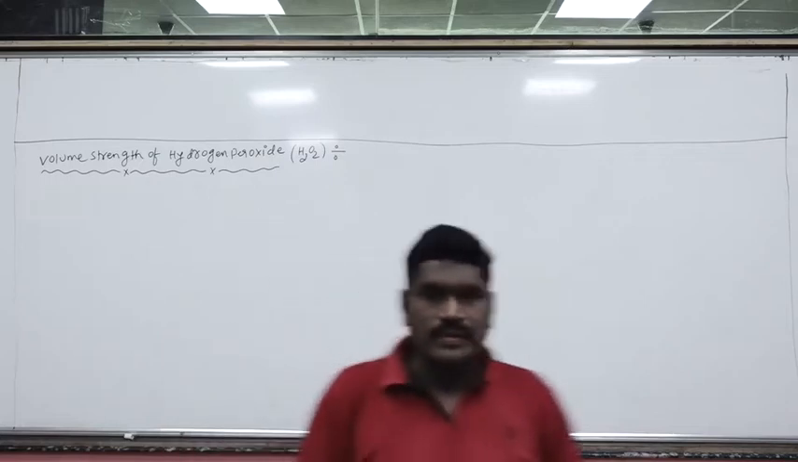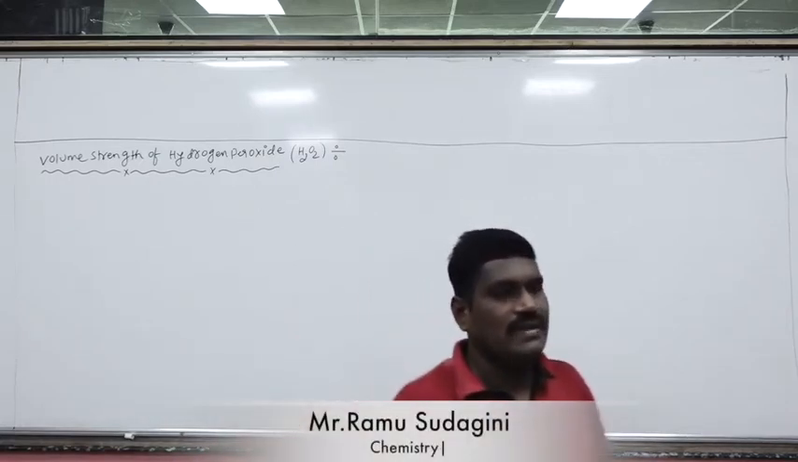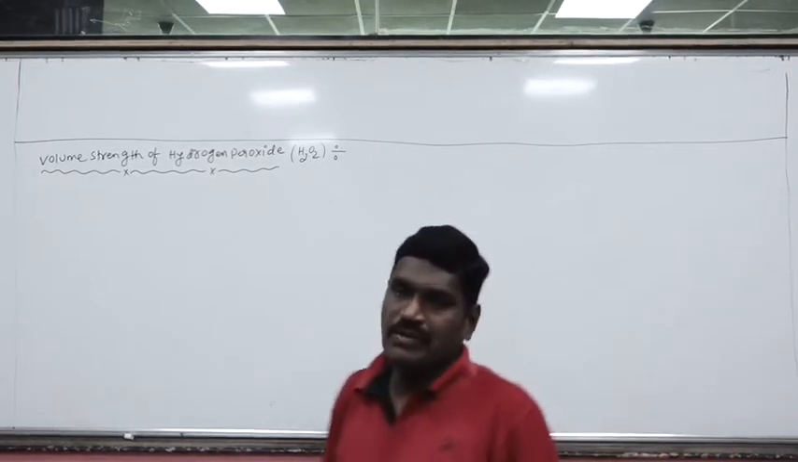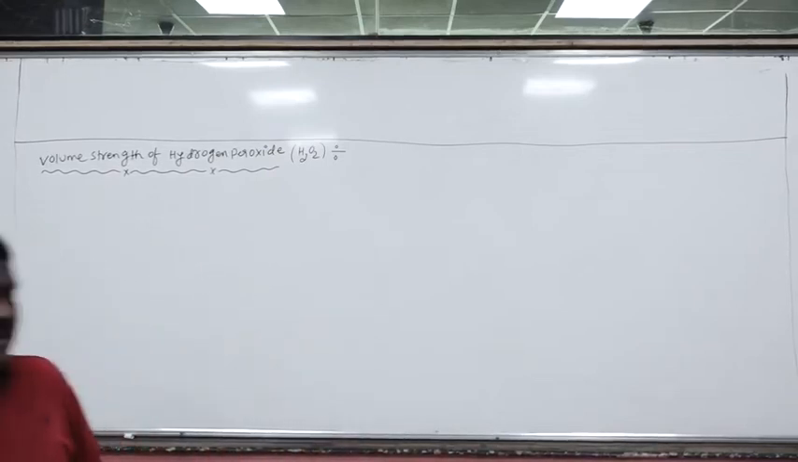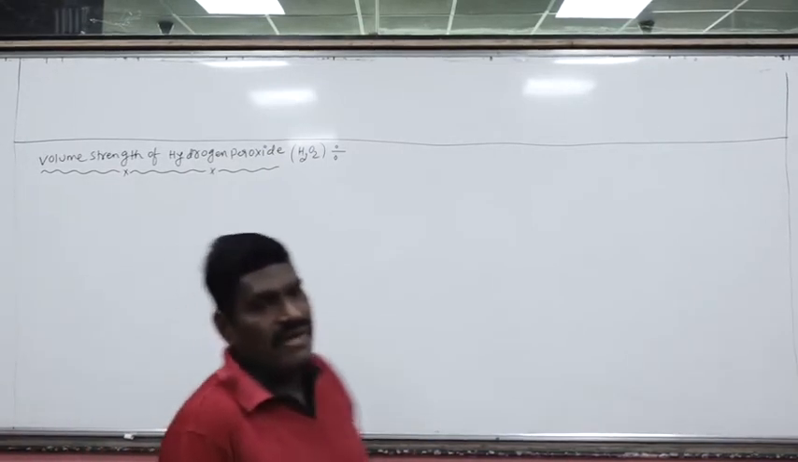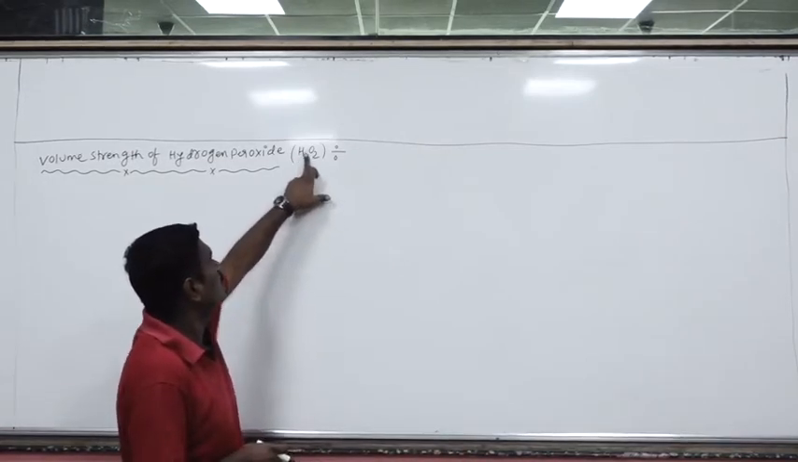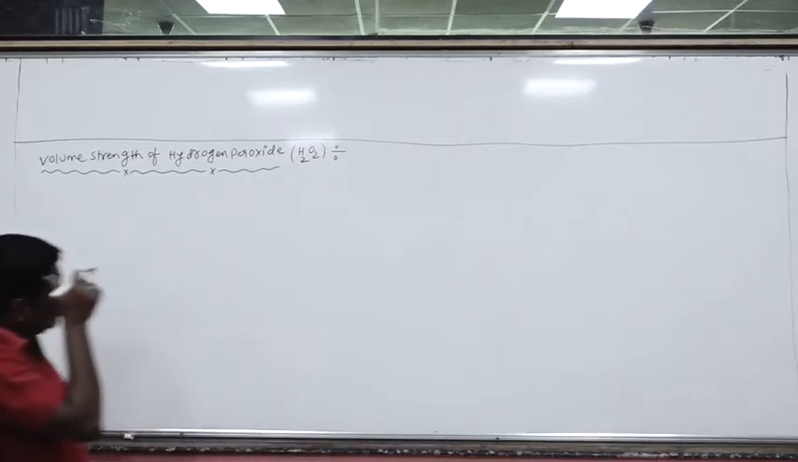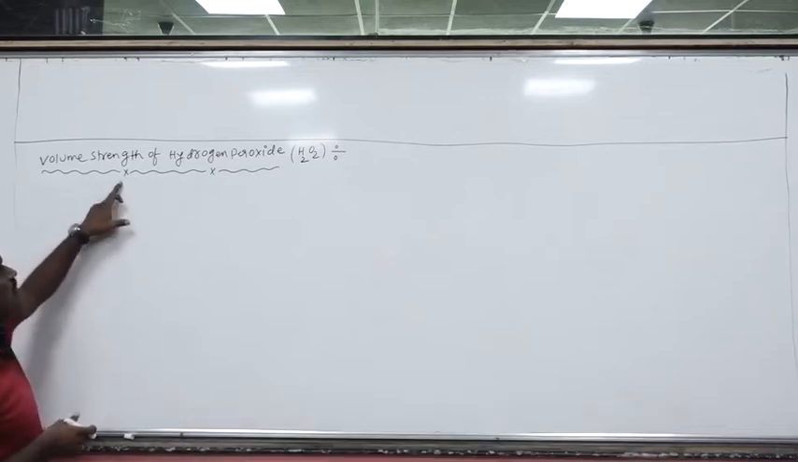Hi students, good morning to everyone. Today we are going to discuss an important concentration term, which is known as the volume strength of hydrogen peroxide. What is the molecular formula of hydrogen peroxide? H2O2. Now, the concentration expression methods of hydrogen peroxide in terms of volume strength.